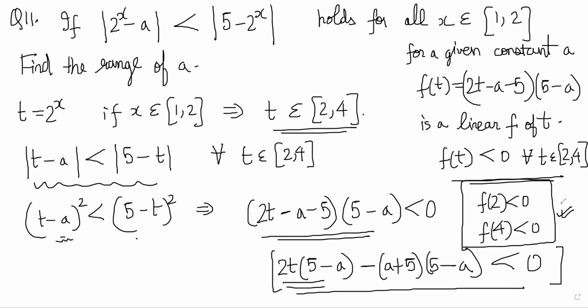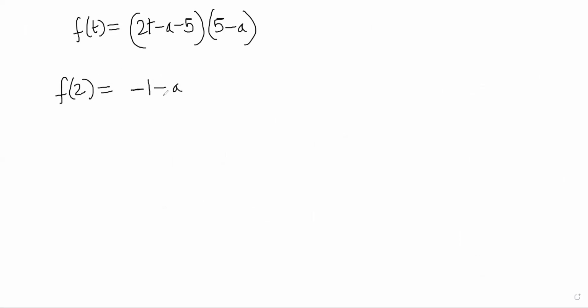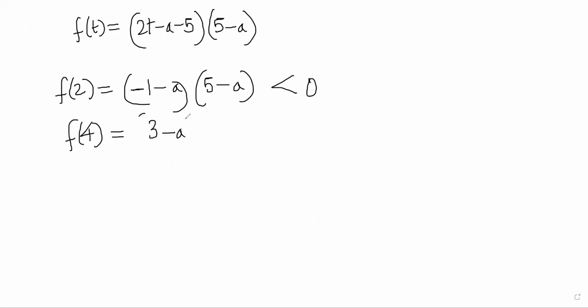A linear function is monotonic, increasing or decreasing. So if you want to ensure that it is always less than a particular value, you need to check the endpoints. If the endpoints are less than that value, then the linear function is also less than that value. So now we just need f(2) < 0 and f(4) < 0. Our f(t) was (2t - a - 5)(5 - a). So f(2) = (-1 - a)(5 - a) must be less than 0, and f(4) = (3 - a)(5 - a) must also be less than 0.